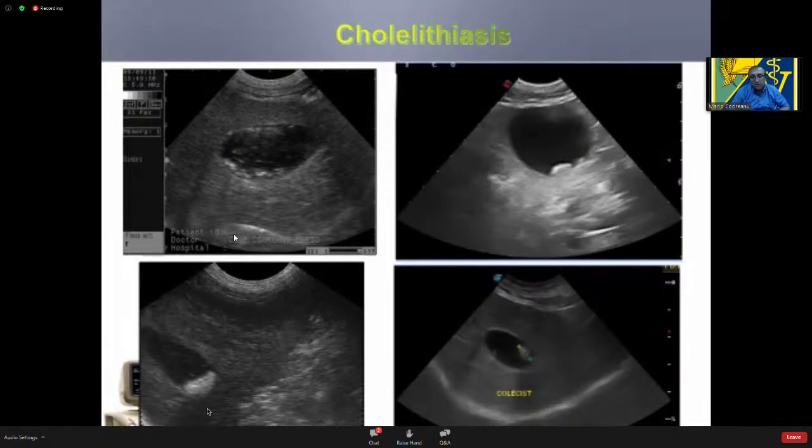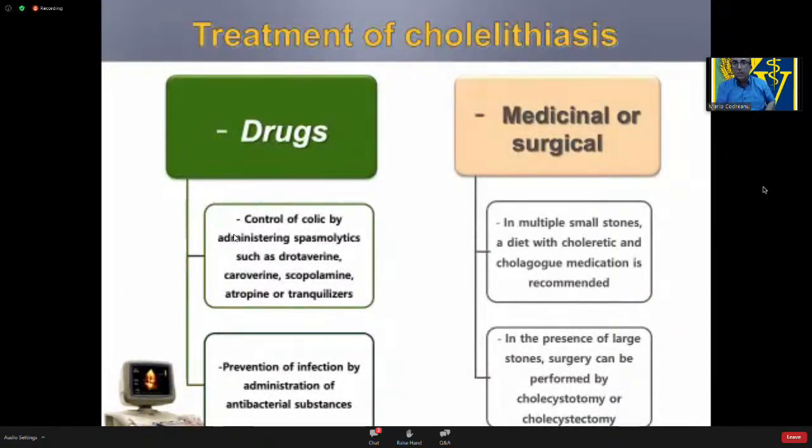shadow, a specific aspect. Also, you can see in this image the diaphragm, the liver, and the gallbladder, with a stone with discrete distal shadowing. Also in this image, we can see the presence of two stones in the bottom of the gallbladder, and so on. Few words about the treatment.